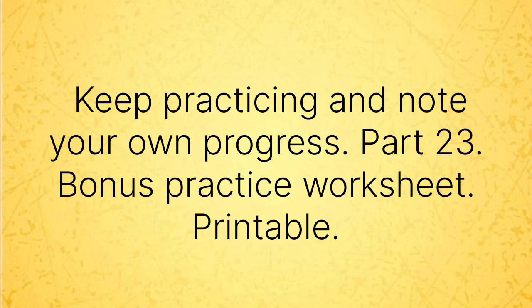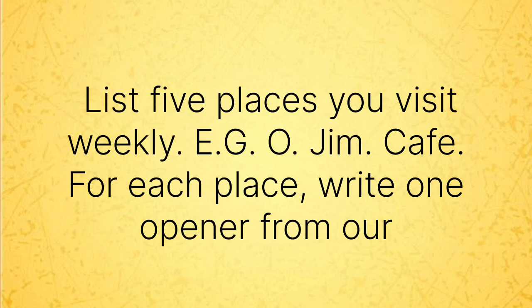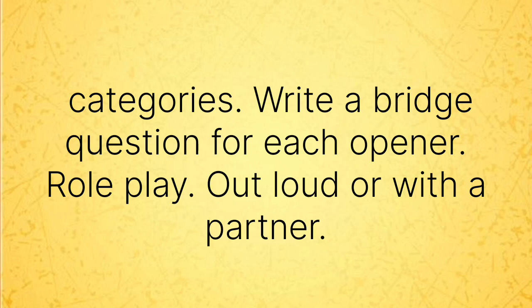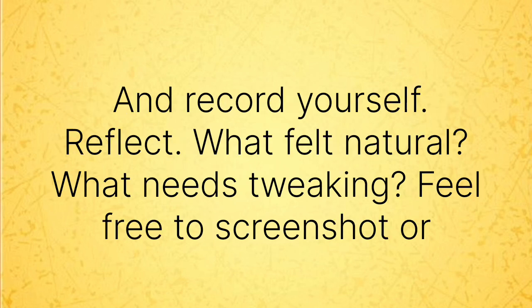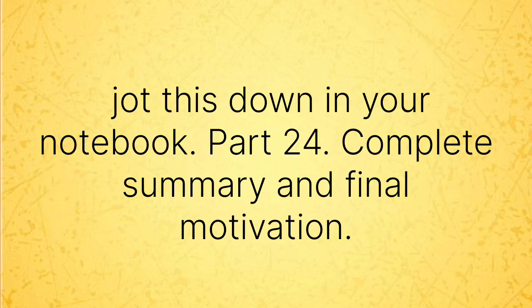Part 23. Bonus Practice Worksheet. Printable. List 5 places you visit weekly, e.g., gym, café. For each place, write one opener from our categories. Write a bridge question for each opener. Role play, out loud or with a partner, and record yourself. Reflect. What felt natural? What needs tweaking? Feel free to screenshot or jot this down in your notebook.